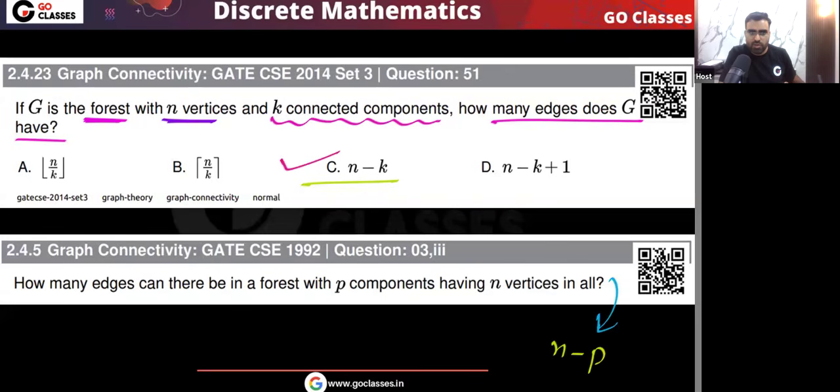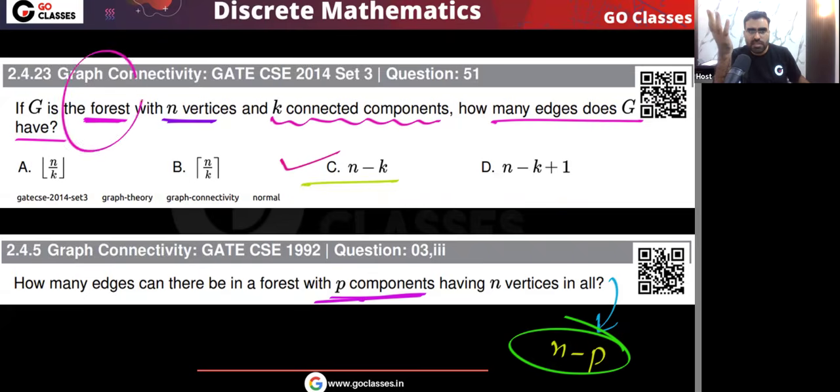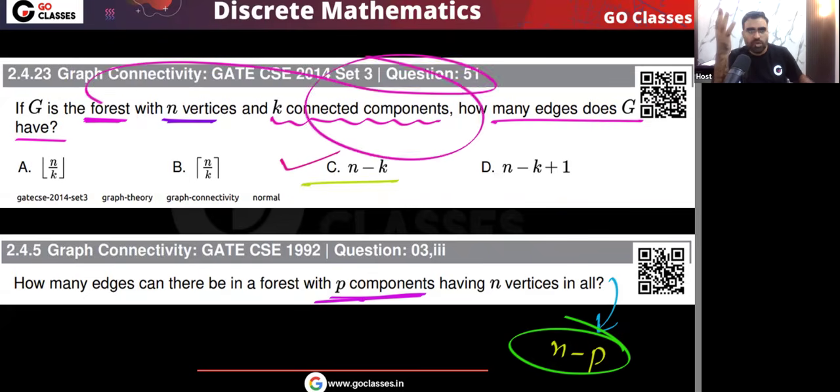The same question came in 1992 and the answer will be n minus p, because here you have p components. Very easy to prove, right? All you have to understand is that a forest is an acyclic graph. So in a forest every connected component will be a tree.